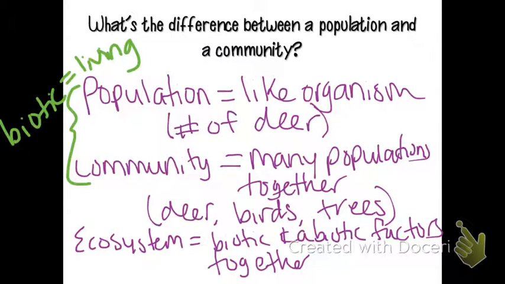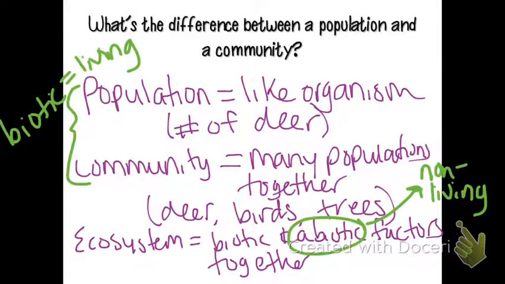So biotic means living. Abiotic, this is going to mean non-living. So when we talk about an ecosystem, we might be talking about not only the deer, the birds, and the trees, but also the rocks and the river and all those non-living things that also are present in the environment. All of those things together would equal the ecosystem.